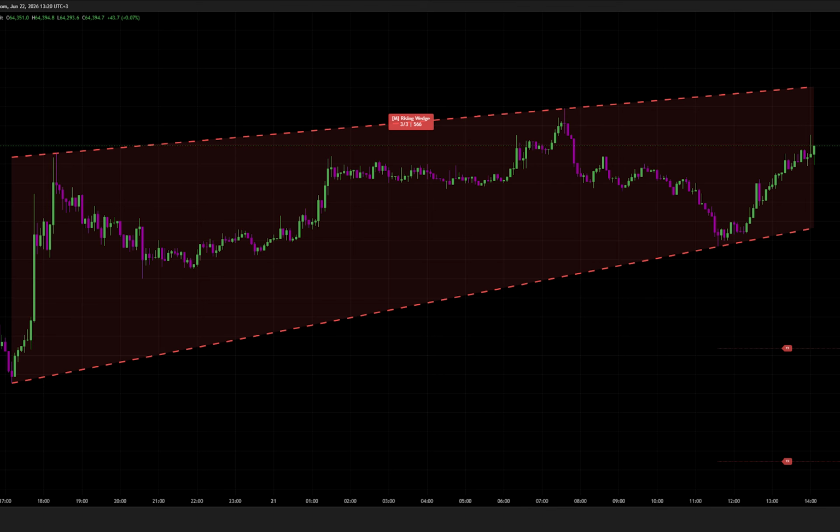Every pattern gets 2 automatic targets, target number 1 and target number 2. The target 1 is the measured move projection. Target 2 is the full measured move. They're drawn from the moment the pattern is detected, so you know where the move could go before the break even happens. You're not calculating anything, you're not guessing where to take profit. The roadmap is on your screen from the start.